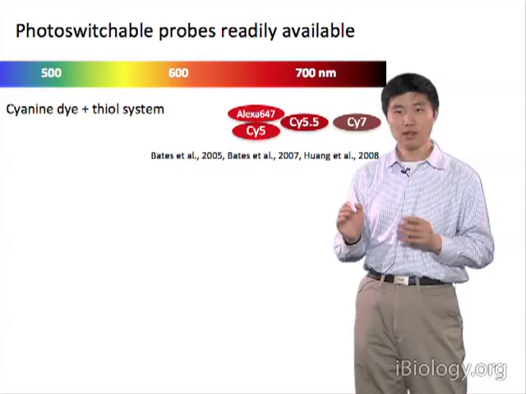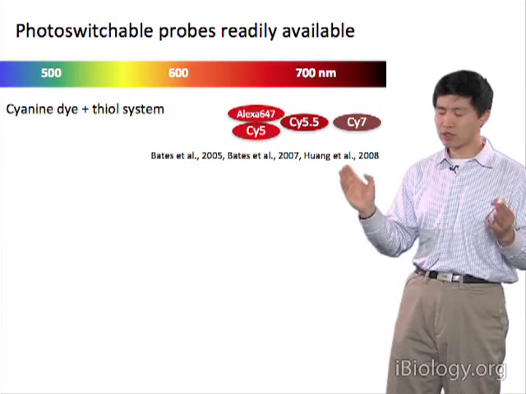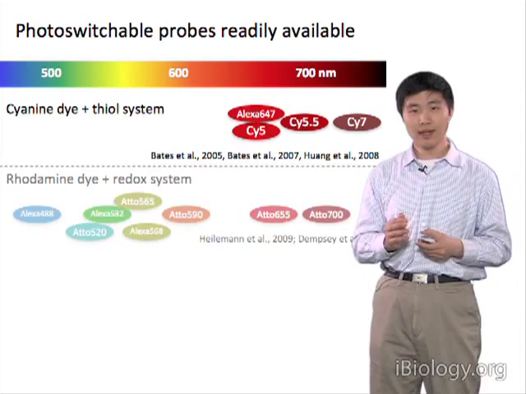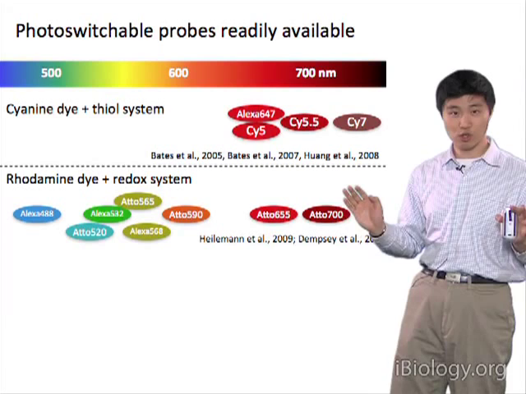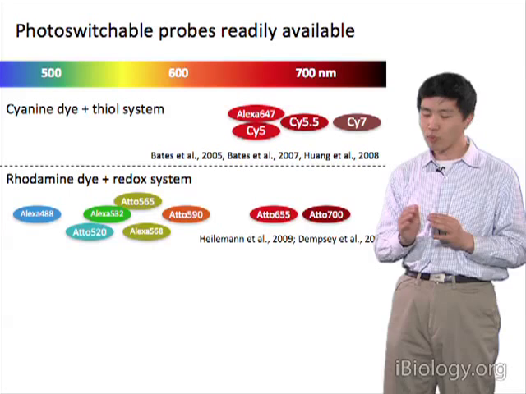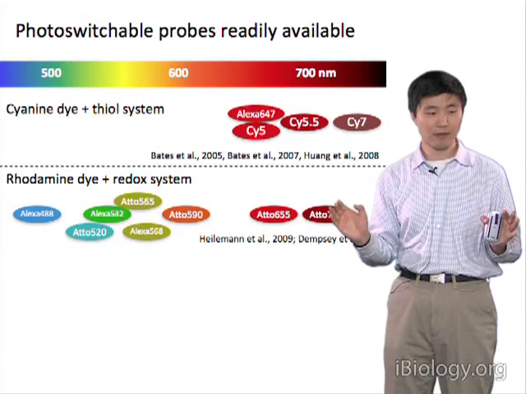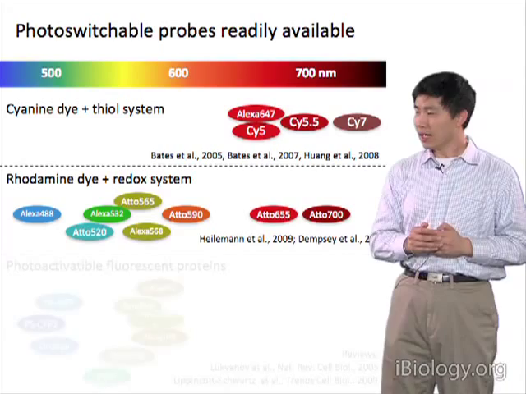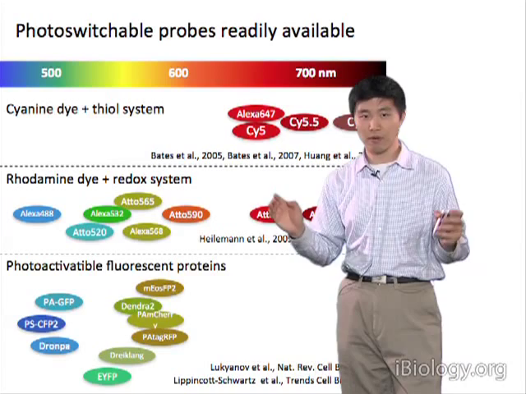This includes the red and far-red cyanine dyes, whose photo switchable property was discovered by Xiaowei Zhuang's group and Marcus Sauer's lab in 2005. Marcus Sauer and Xiaowei Zhuang have done more screening and found that a lot of the common dyes, spanning all the way from blue to far red and near infrared, have the photo switchable property once you have a reducing environment. Another big family of photo switchable fluorescent probes is the photo switchable fluorescent proteins.